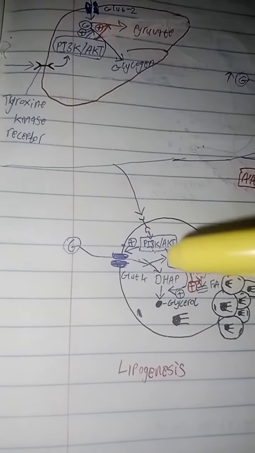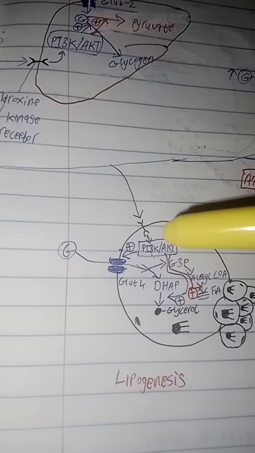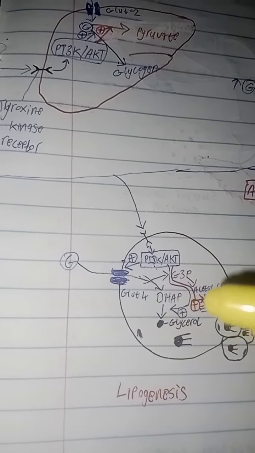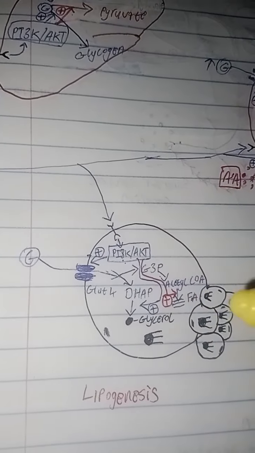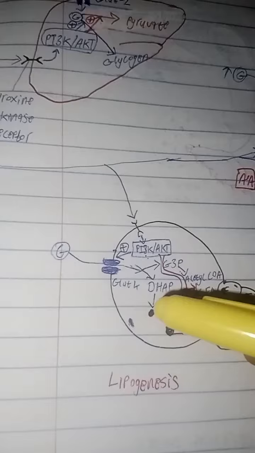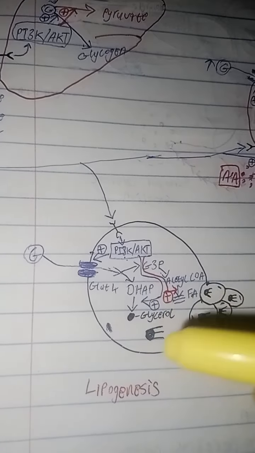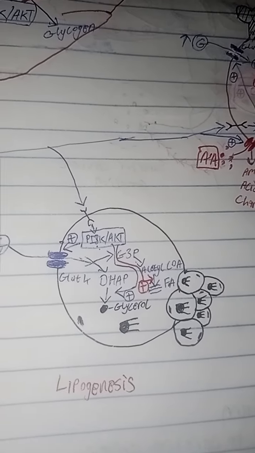So, same process again. PI3K and AKT are activated, which causes glucose to go to glycolysis, producing DHAP, that is dihydroxyacetone phosphate, and G3P. G3P will get to acetyl-CoA and be used to form fatty acids, while DHAP will be used to form glycerol. And glycerol plus fatty acids, you get your triglycerides, and you now have fats.